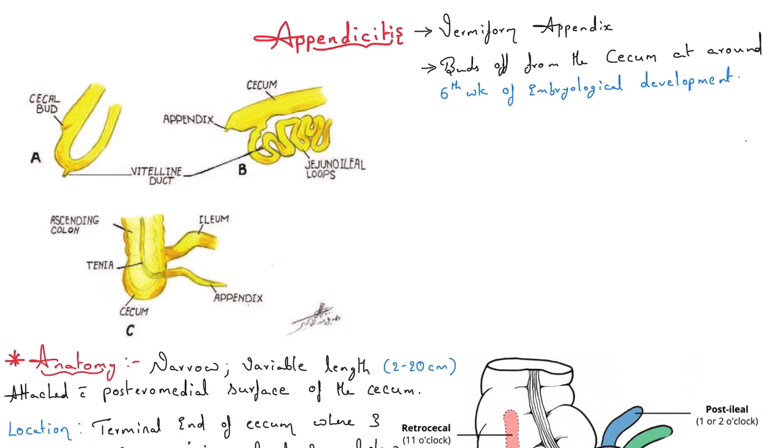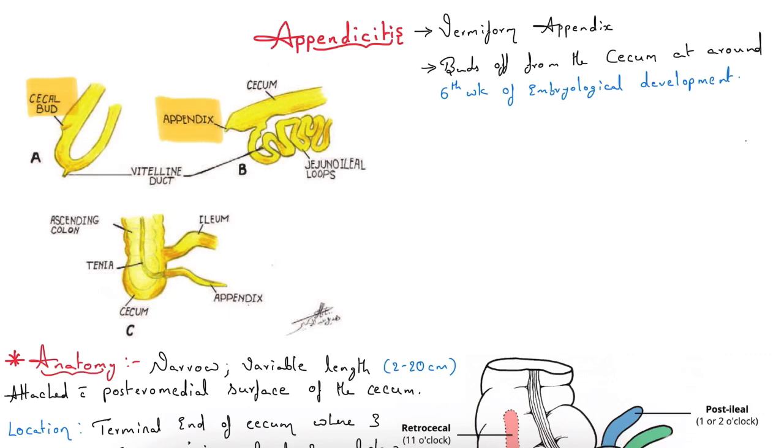As we discussed before, appendicitis means inflammation of the appendix. It is present on the right side of the abdomen. If you look at this image, you can see the cecal bud from the cecum at around the 6th week of embryological development. When it develops, from this cecal bud we can see the origin of the appendix.